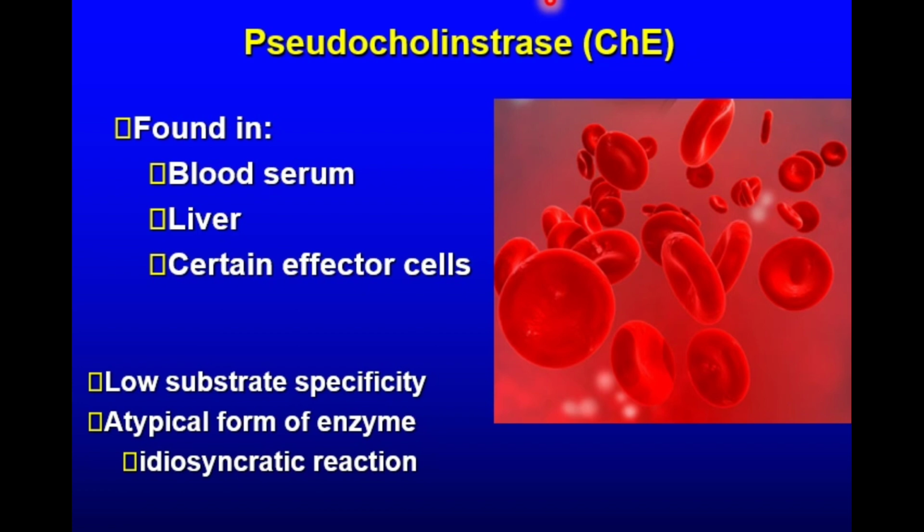Roughly in every 3,000 individuals, one is found that carries an atypical form of pseudocholinesterase. The atypical enzyme hydrolyzes succinylcholine very slowly. If a patient with the atypical enzyme receives succinylcholine, they will remain paralyzed for several hours. This is called an idiosyncratic reaction.